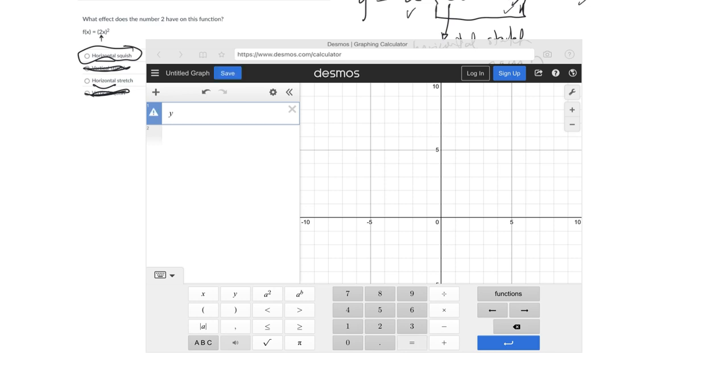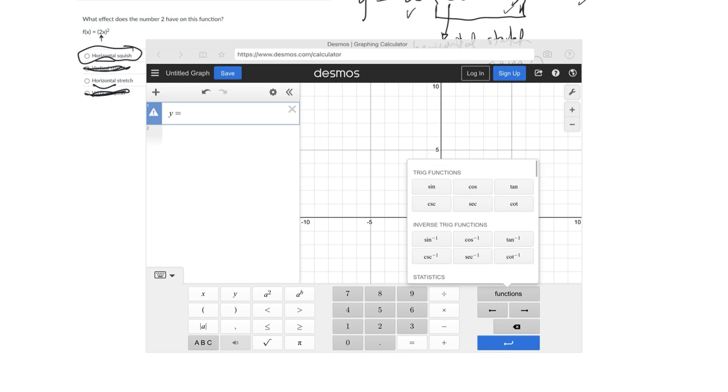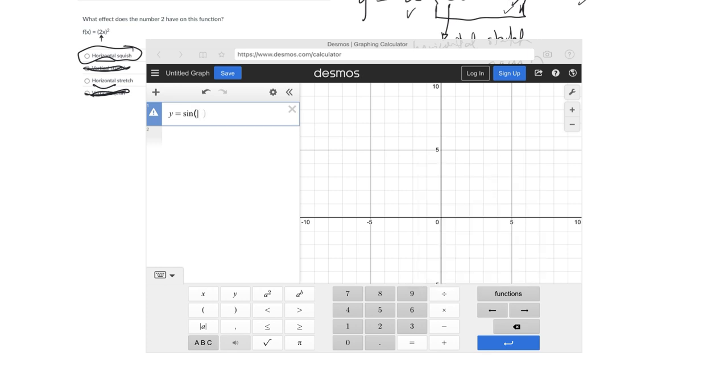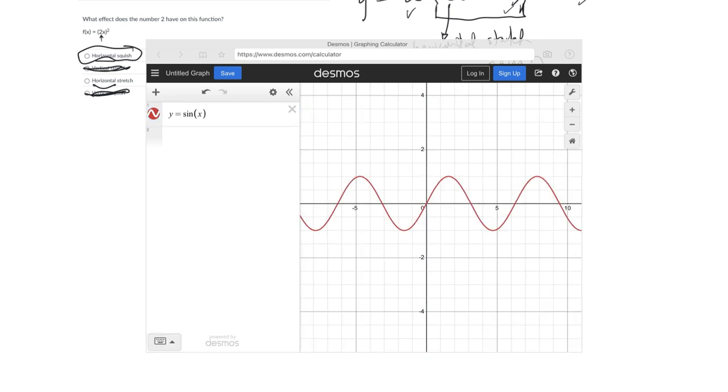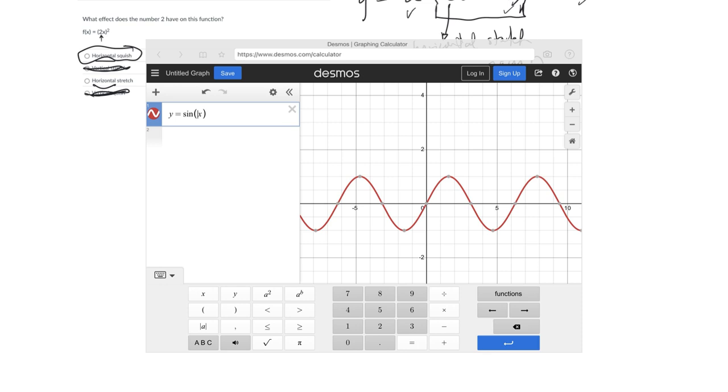So y equals sine, where's my sine? Right there, sine of x. There's my sine of x right there. Let me zoom out a little bit. Perfect. Now watch what happens when I put a number in front of the x in the b position. So let me make a new one, just so you can compare. y equals sine x. I want to put a number in front of the x. If it's larger than 1, that graph is going to squish. Well, I'll put a 2 there.